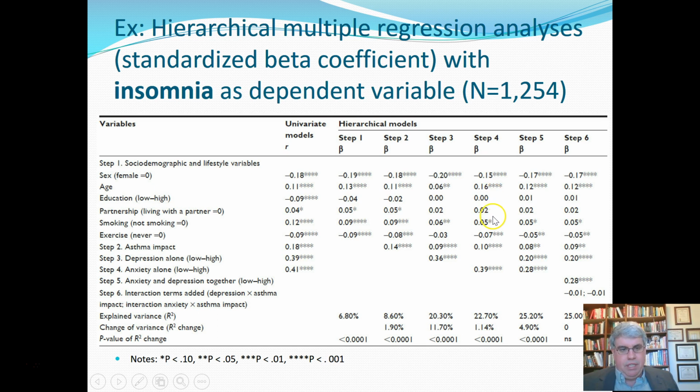Step 4, they took depression out and put anxiety in, and it pretty much did the same thing. The partnership became non-significant, and the variance went up to about 22%. This one's even a little bit better than just depression. The anxiety is a better predictor, so it was a significant increase. And so now they put in both depression and anxiety and see how that does.